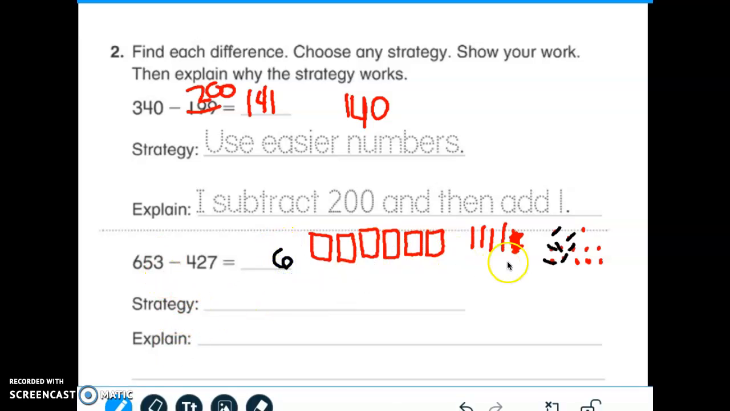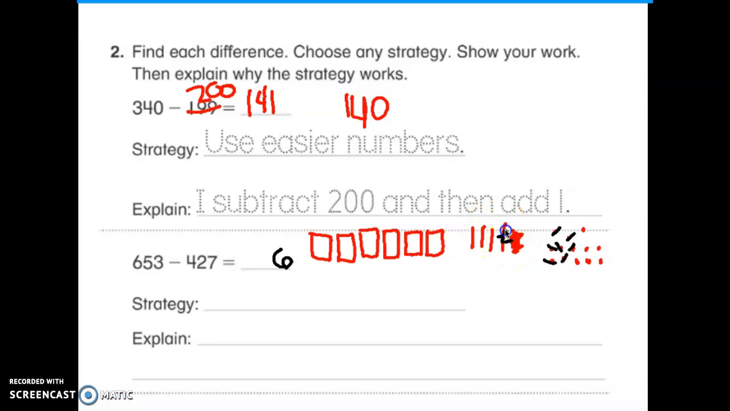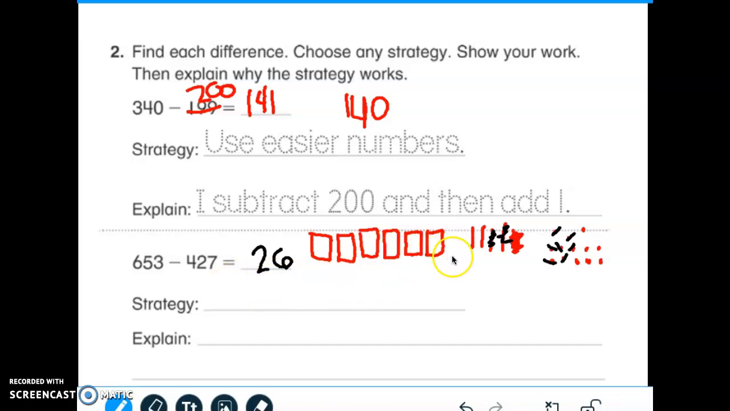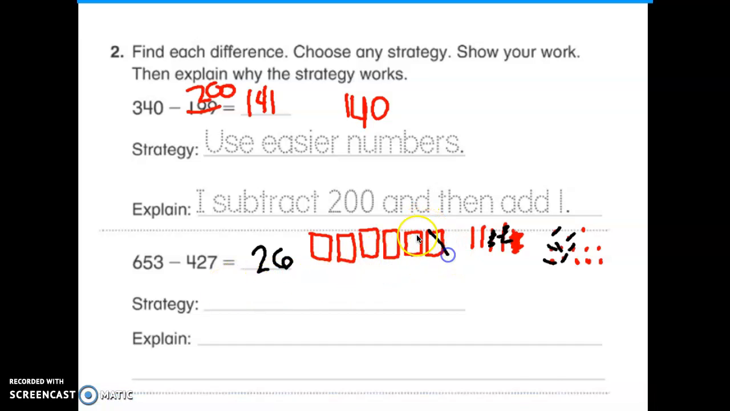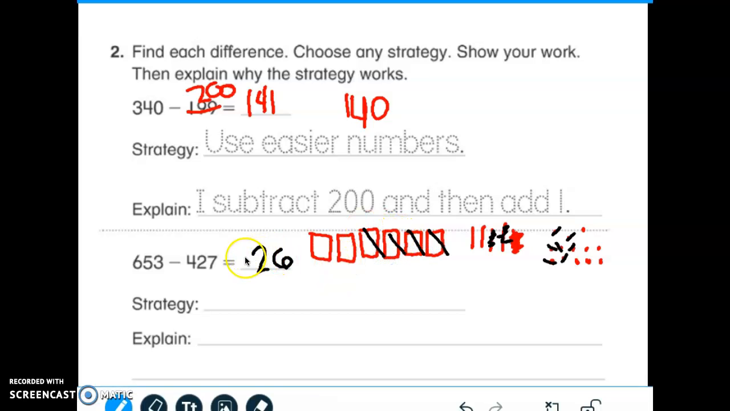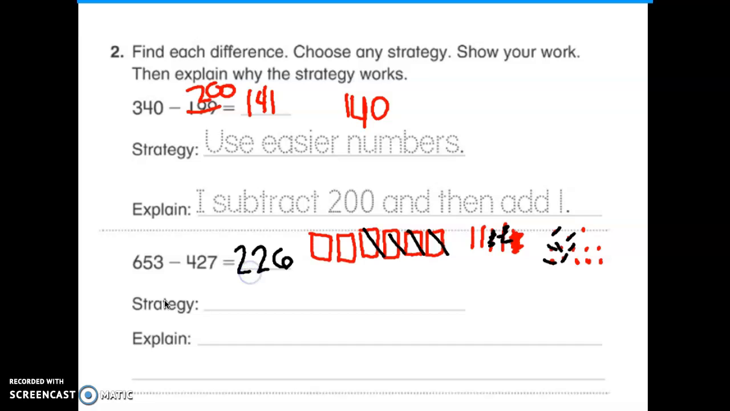Now, I have 4 tens. The reason why I have 4 tens is because I took 1 away and I put it over on this side. So I need to take away 2. If I have 4, I can still take away 2. So I'm going to take that one away and that one away, and I have 2 left. So I'm going to put a 2 in my tens place. And then I need to take away 4 hundreds. So 1, 2, 3, 4. I have 2 left. My answer is 226.